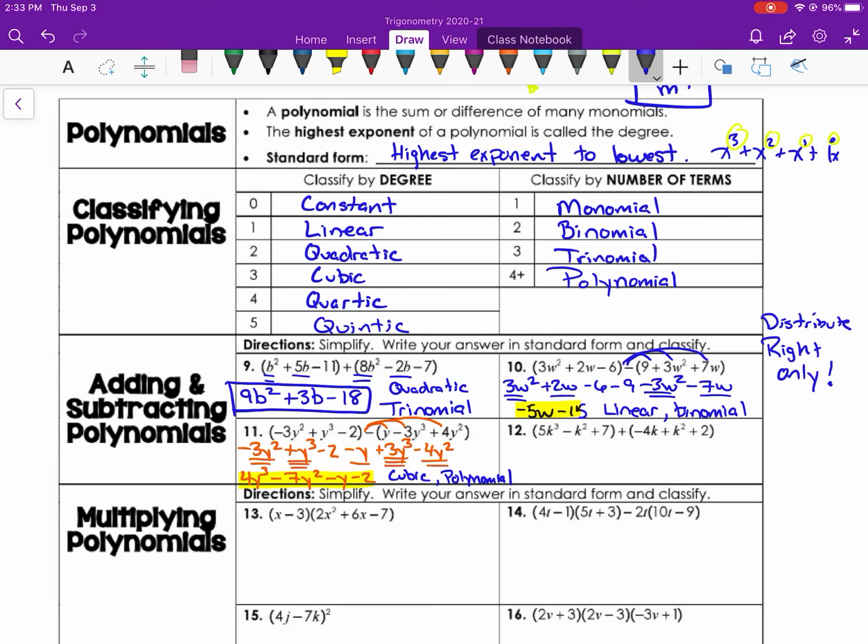Number 12 is nice and easy. It's not negative, you just have to combine like terms. There's only 1 cube here, so I got 5k cubed. Negative k squared plus k cancels out, nice, and then minus 4k, and 7 plus 2 is 9. The highest exponent is a cube, so this is a cubic trinomial.